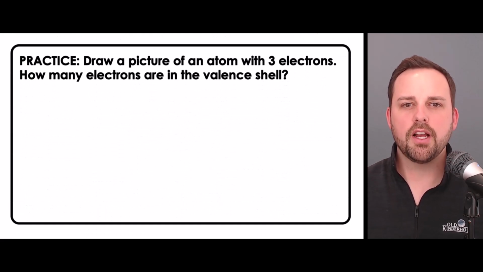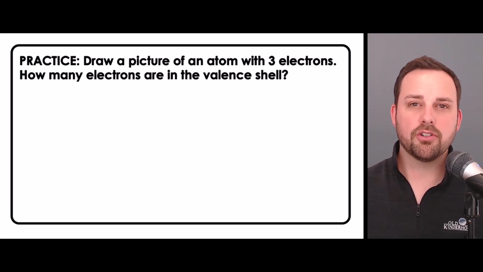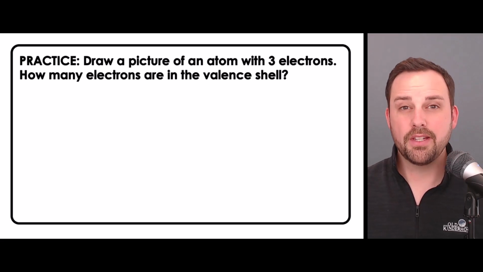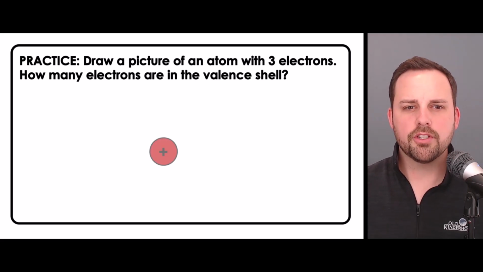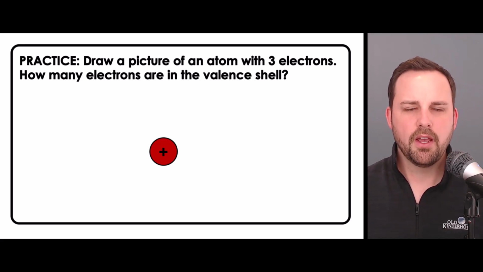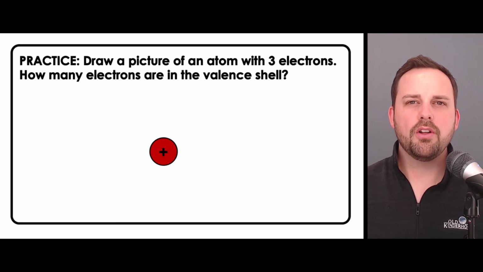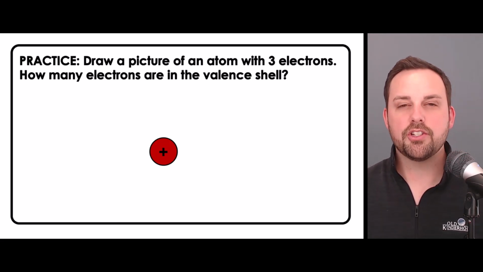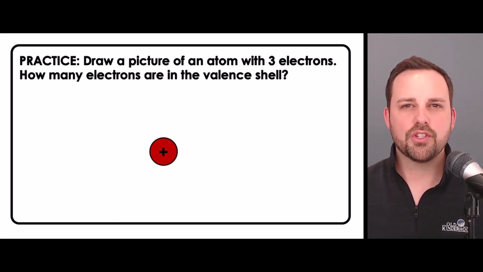Draw a picture of an atom with 3 electrons. And the point of this exercise is to make sure and put the electrons in the right place. So instead of drawing the whole nucleus, we're just going to draw a red circle with a plus sign in the middle to represent however many number of protons are there. Now that you know that, draw the electrons in the correct shells. Pause the video and try to do this on your own.